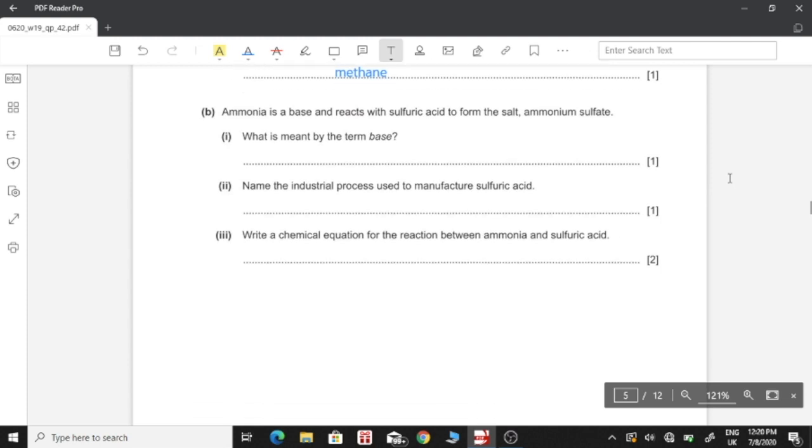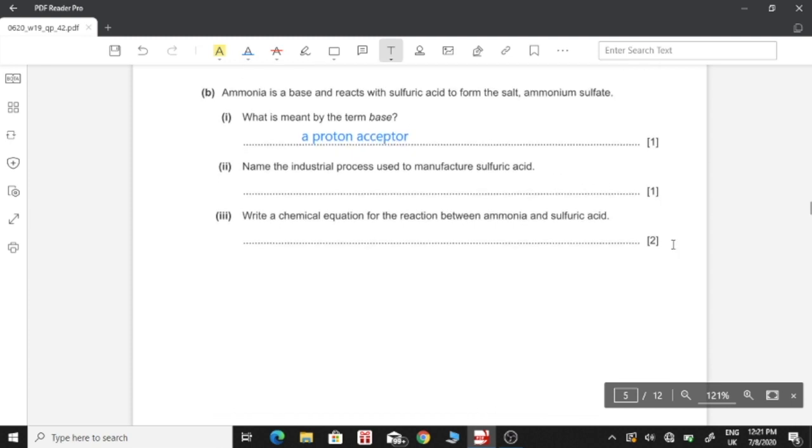B1, ammonia is a base and reacts with sulfuric acid to form the salt ammonium sulfate. What is meant by the term base? It is a proton acceptor. Part 2, name the industrial process used to manufacture sulfuric acid. This is the contact process.